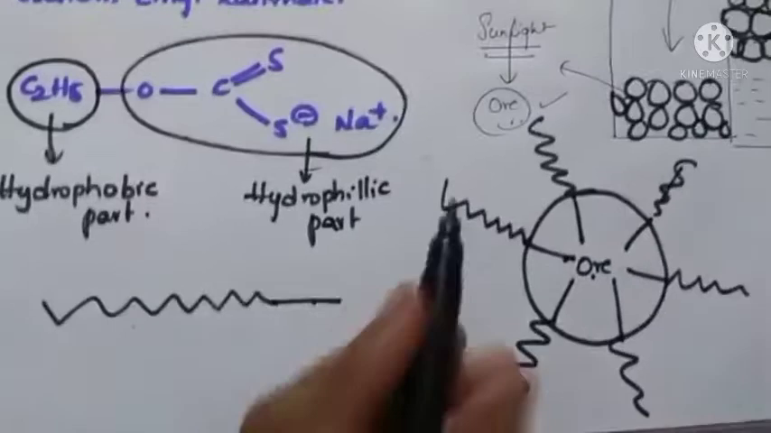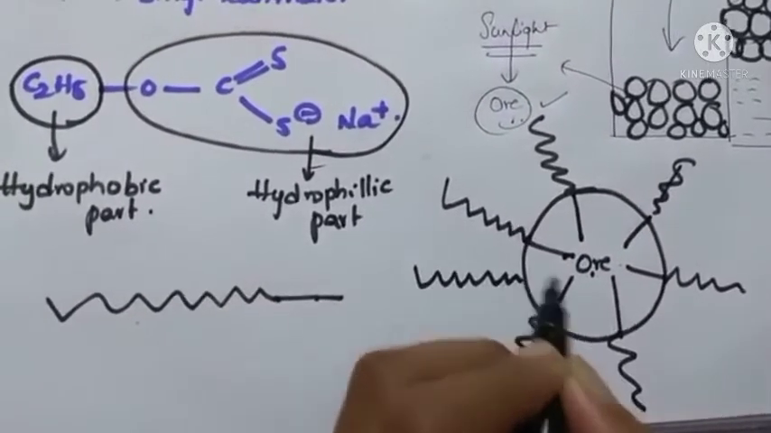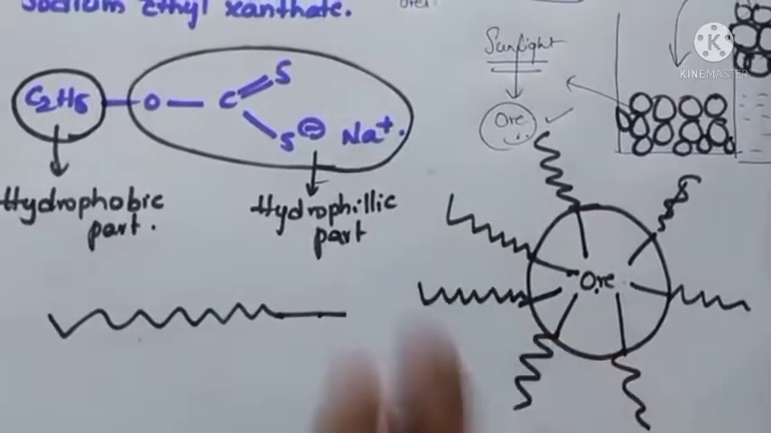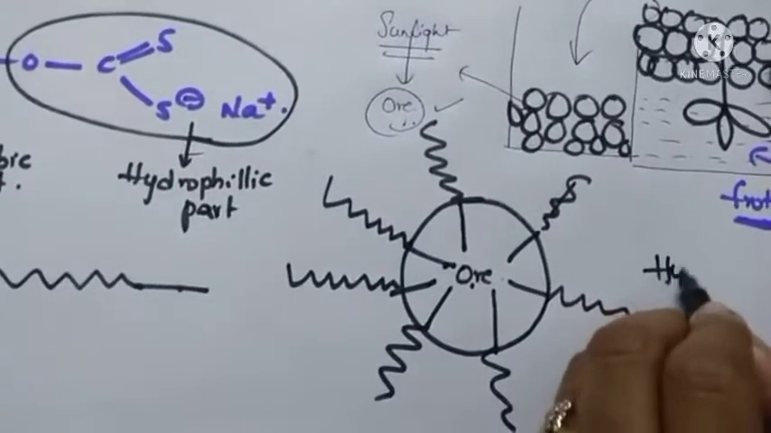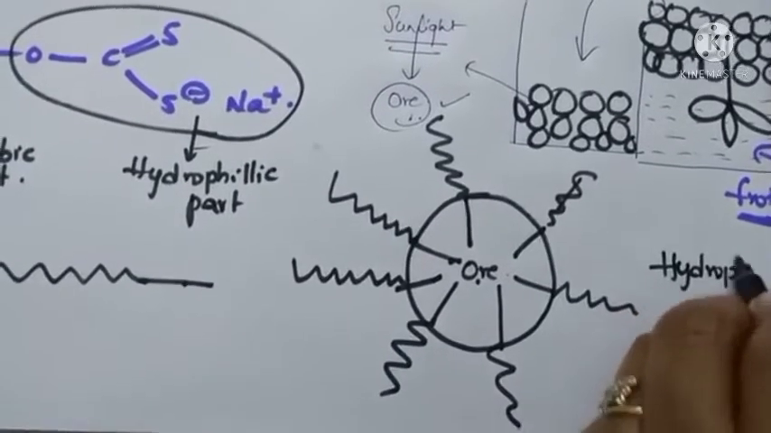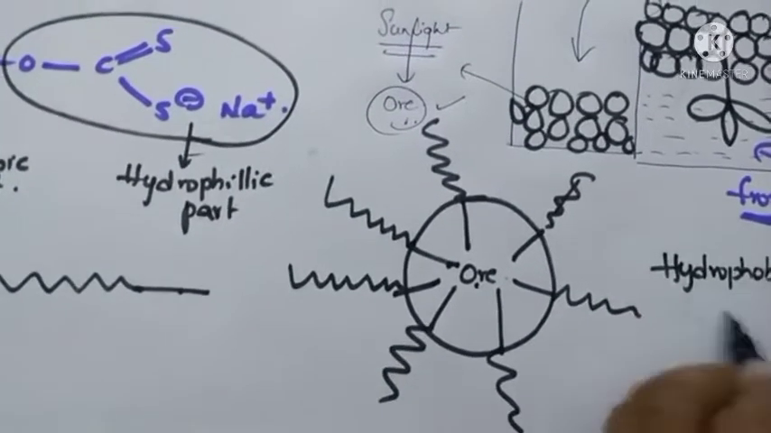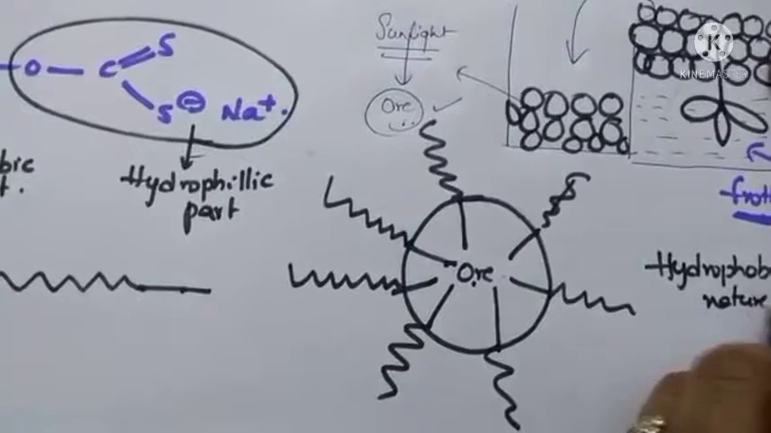Then what happens? All the hydrophobic parts are away from the ore. So that what happens here? This is complete. This one you can say it is hydrophobic. The ore got the hydrophobic nature. Try to understand one point.